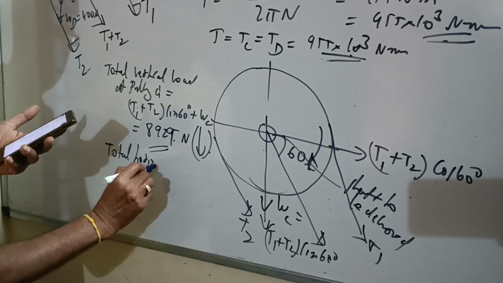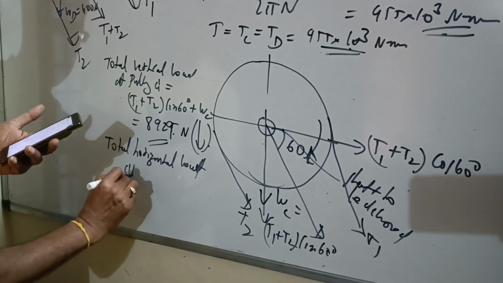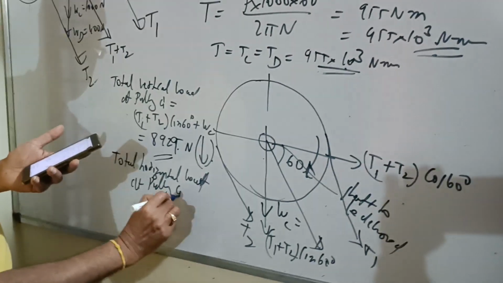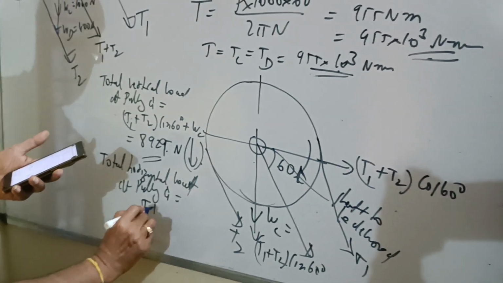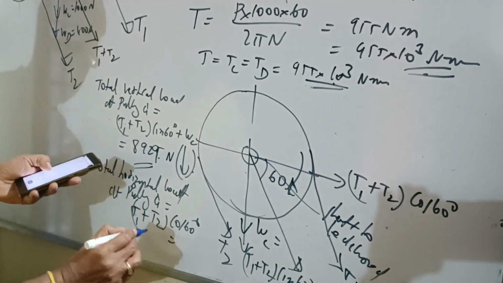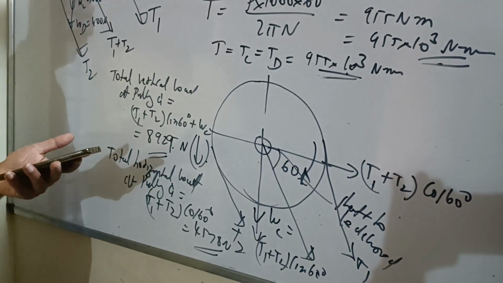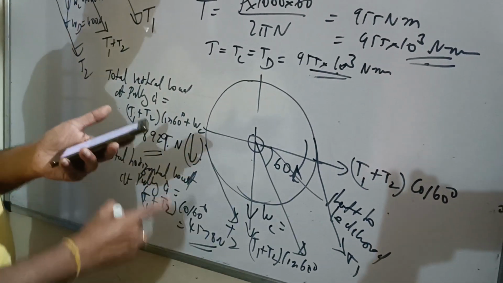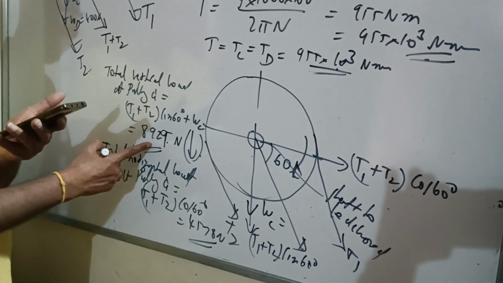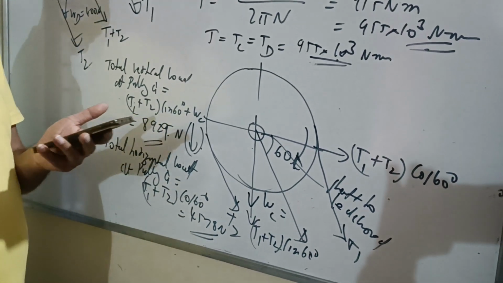Total horizontal load at pulley C is T1 plus T2 cos 60. Cos 60, horizontal component, it will be 4,578 Newton. Okay. So this is total vertical load at pulley C, 8,929 Newton. Total horizontal load at pulley C is 4,578 Newton.